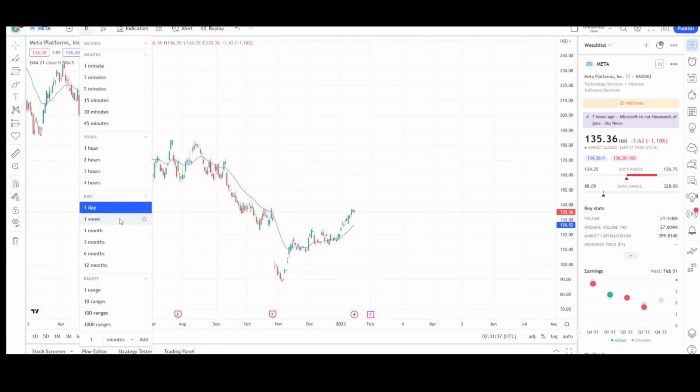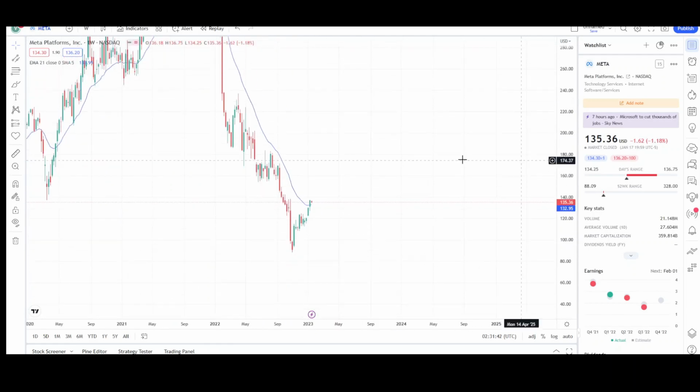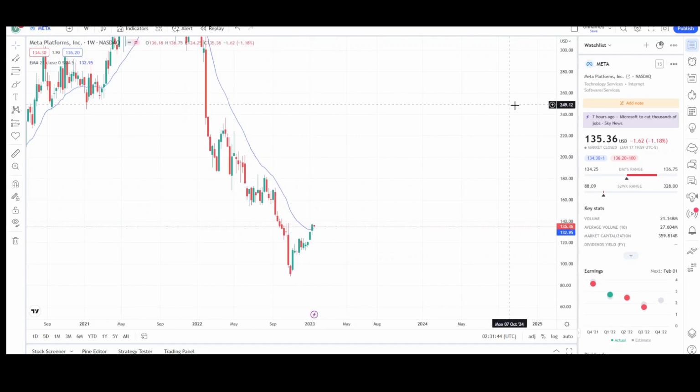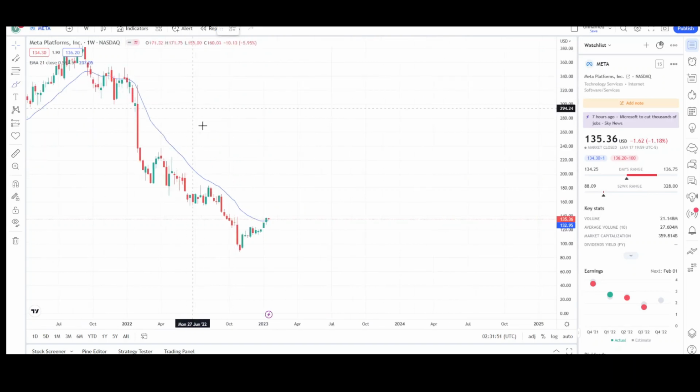Now let's take a look at the weekly chart. And here we have the weekly chart for Meta Platforms, and we finally closed above the EMA last week, which we have not done since pretty much December of 2021. So that was the last time prices got above this EMA.